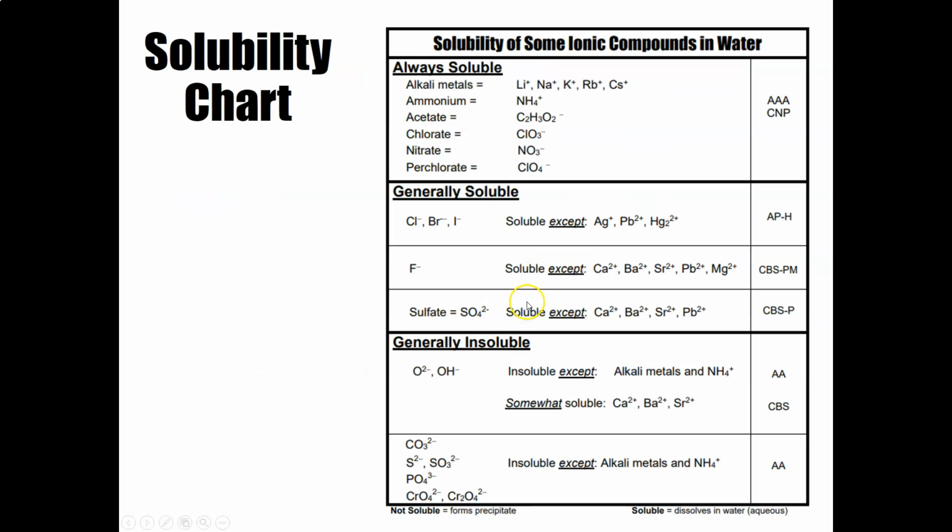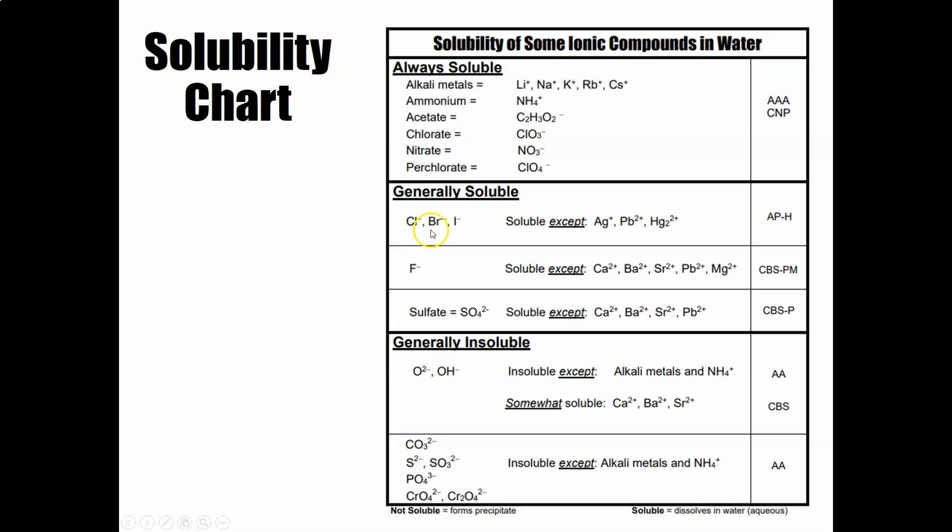Now for the solubility chart, you can see here it's broken into 3 general categories. If a compound has one of these ions in it, it is always soluble. If there's an alkali metal, it's always soluble. If there's ammonium, it's always soluble. If there's acetate, it's always soluble, etc. Okay?